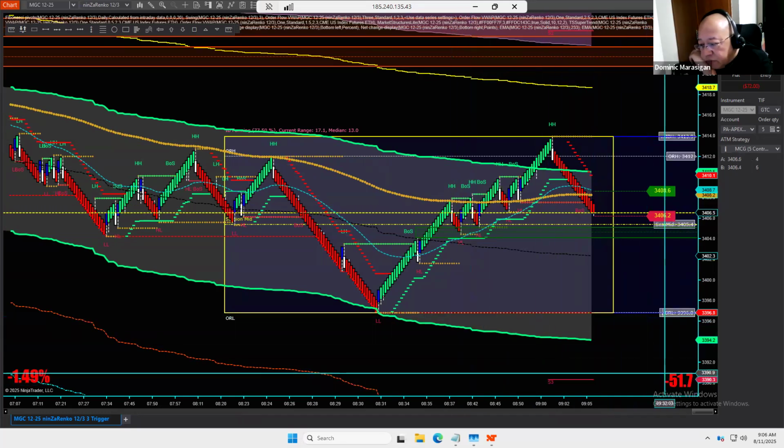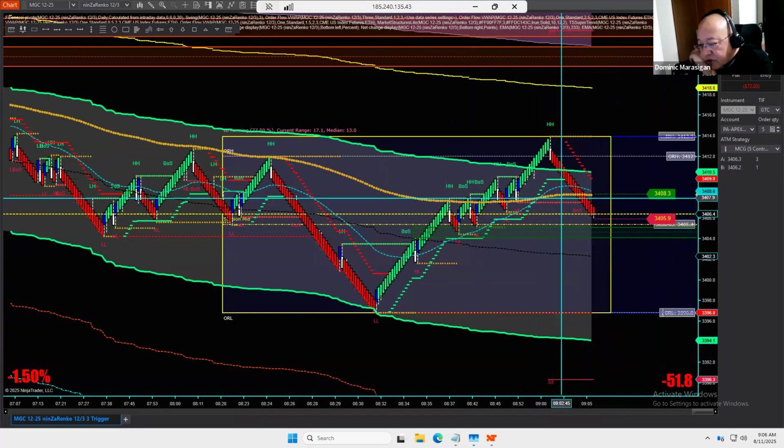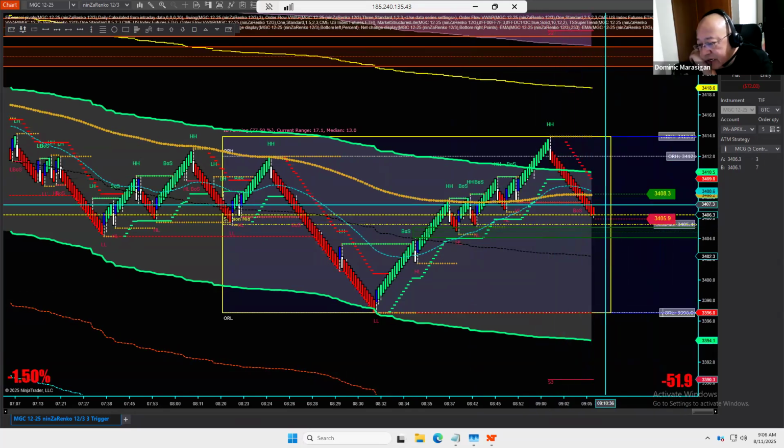And don't take the first impulse. So let's see what happens there. Now we're breaking the break of structure here. And usually when it does that, it does pull back.